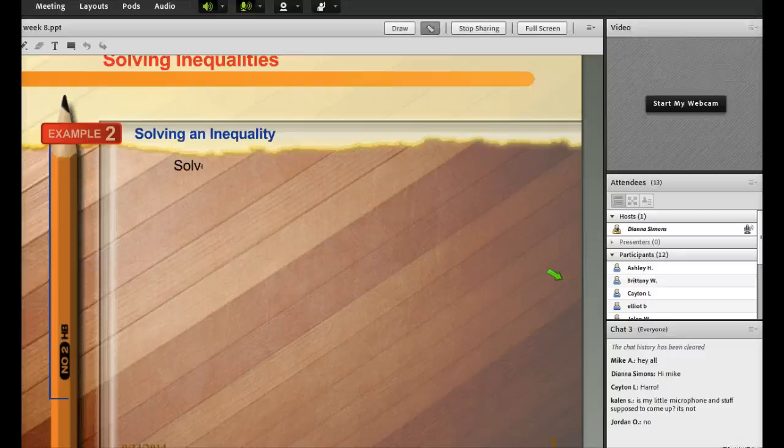Let's do another quick example. Write the inequality: D minus 2 is less than or equal to 1. What is D?